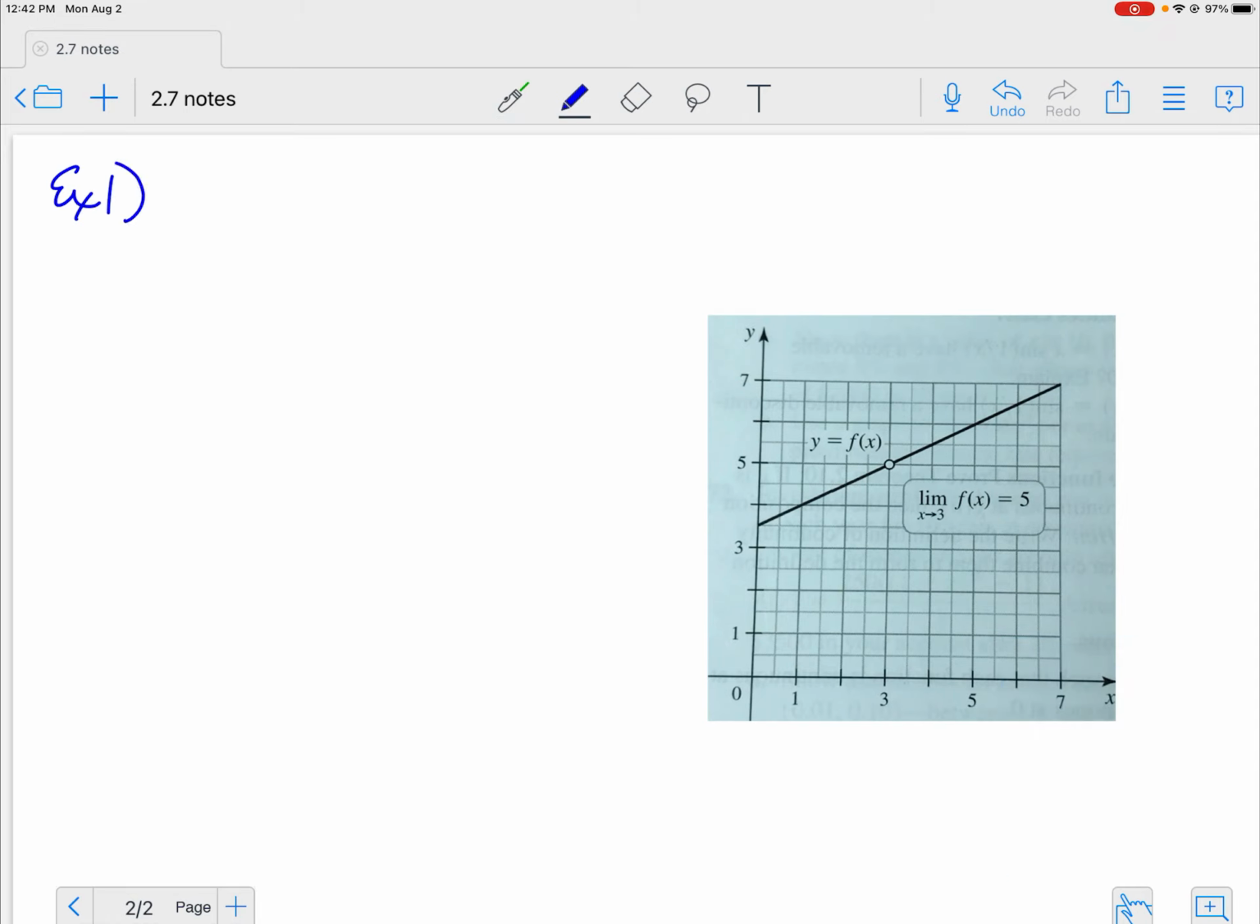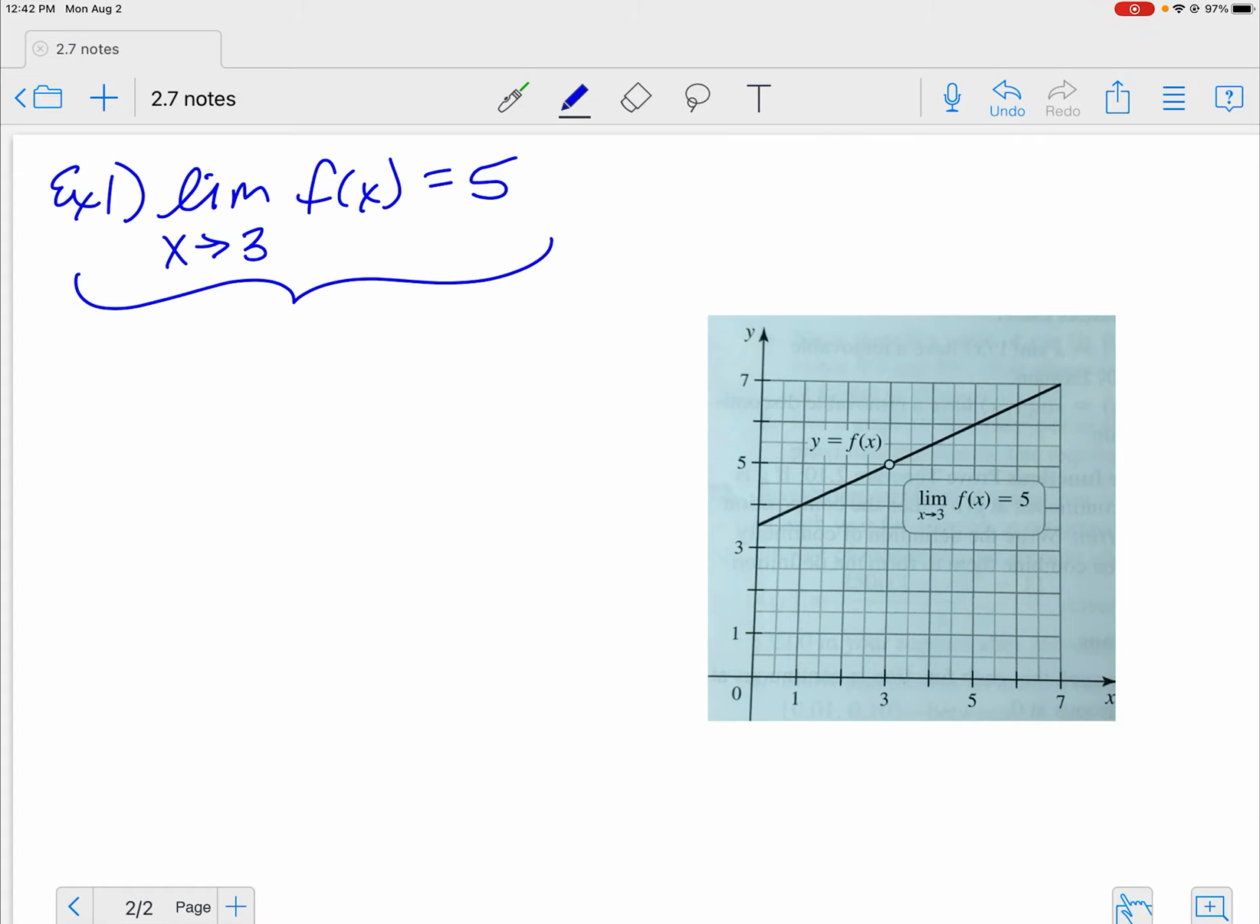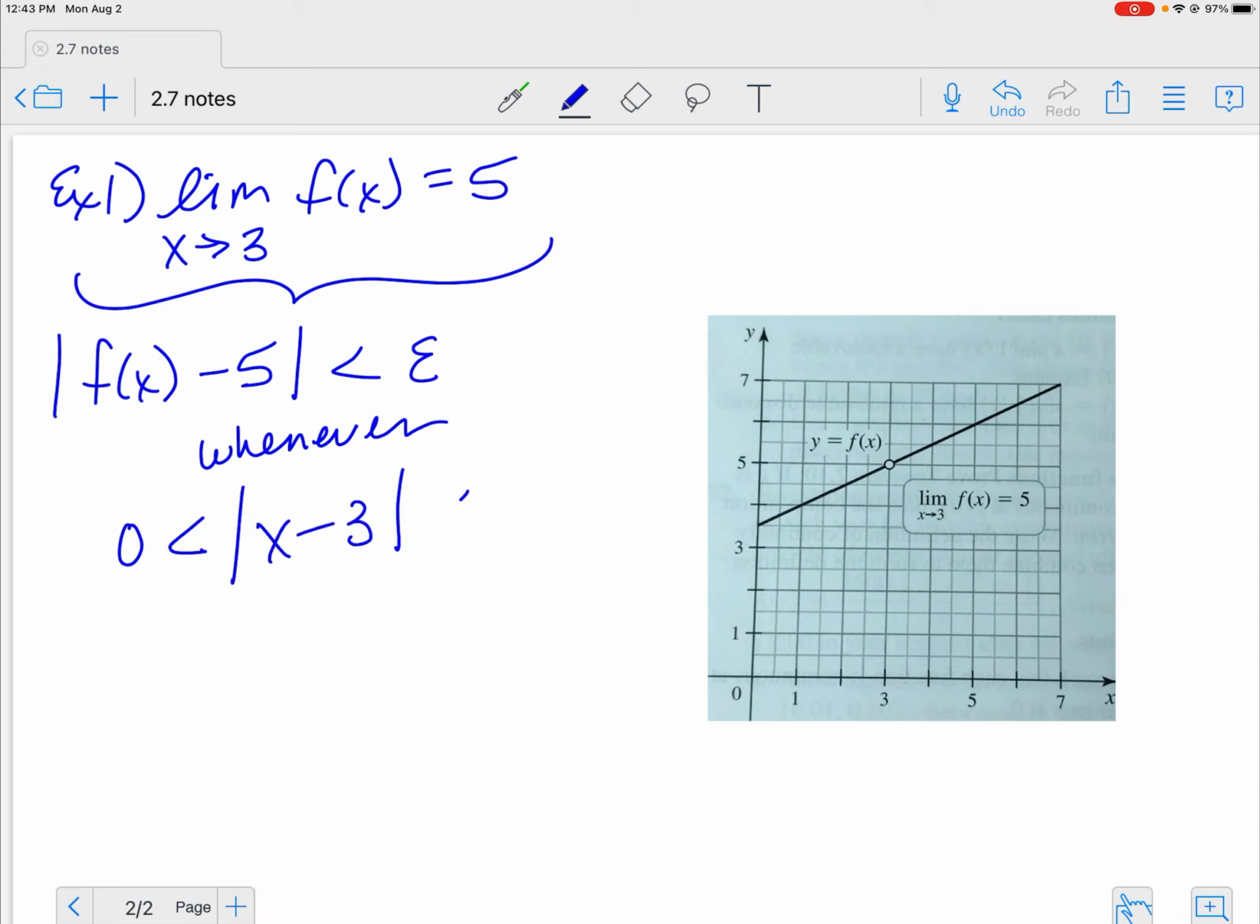We are going to show that for this graph here, the limit as x approaches 3 of this function is equal to 5. That's what we want to say. So from this, we can create our epsilon delta definition such that |f(x) - 5| < epsilon whenever 0 < |x - 3| < delta.